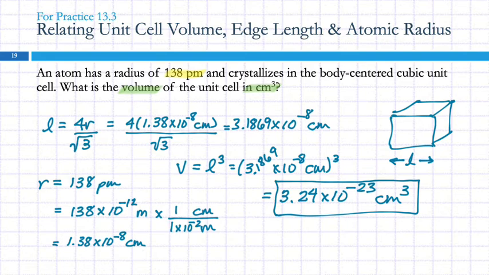That's really tiny, but it should be really tiny. The body-centered cubic unit cell has a total of 2 atoms in it. It should be really, really tiny. Any questions?